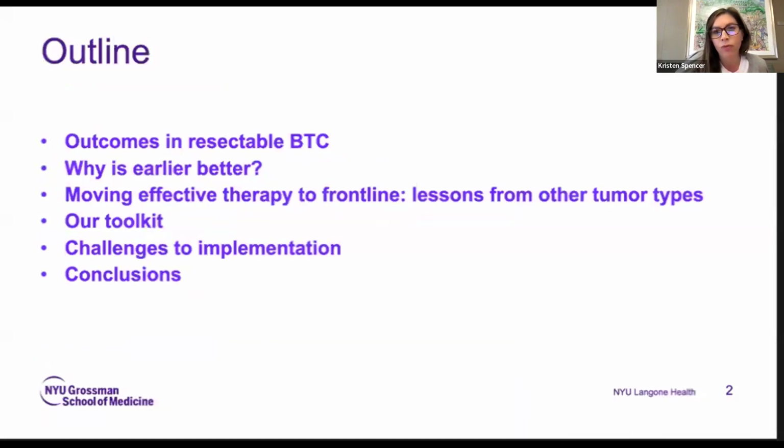Basically, we're going to have a very, very brief overview of outcomes in resectable biliary tract cancer as of 2025. I don't need to tell any of you this, but just to set the stage. And that'll be followed by a discussion of why I think moving effective therapies into an earlier setting might be better, with examples from some other tumor types we have in medical oncology. And then a review of the active available agents that we might consider using, balanced with some of the challenges to implementing this that we've had so far.